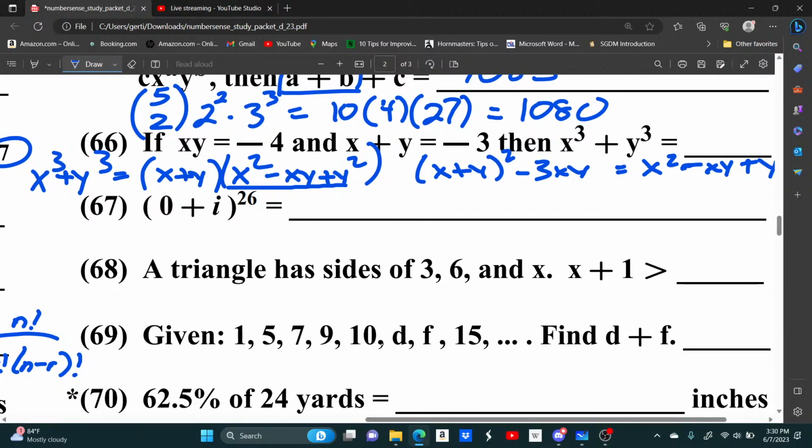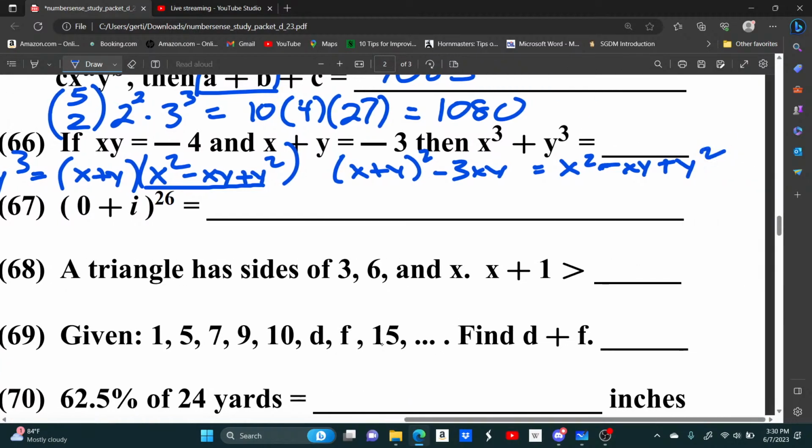So xy is negative 4, so 3xy is negative 12. So minus negative 12 will be plus 12. So this is going to end up being 21. And then it's multiplied by x plus y, which is negative 3. This gives us negative 63.